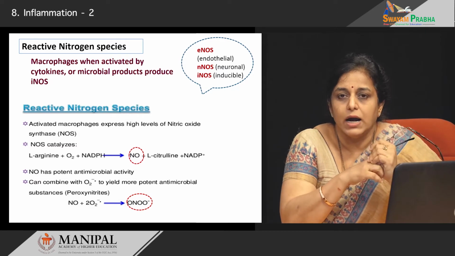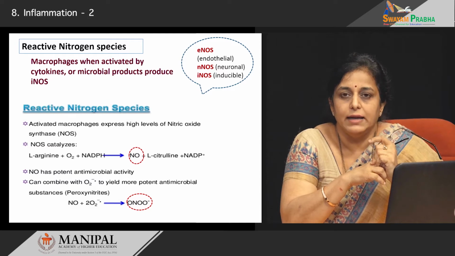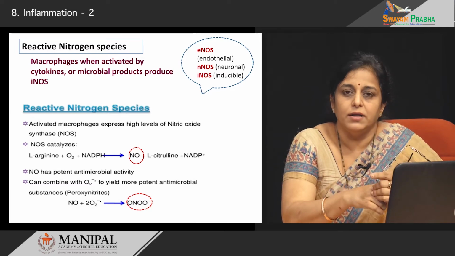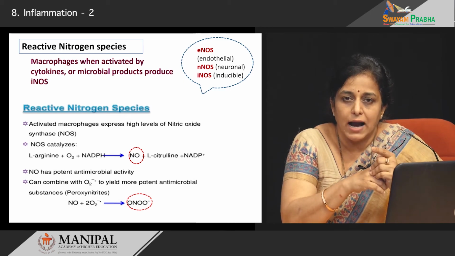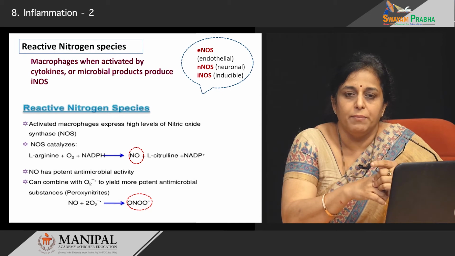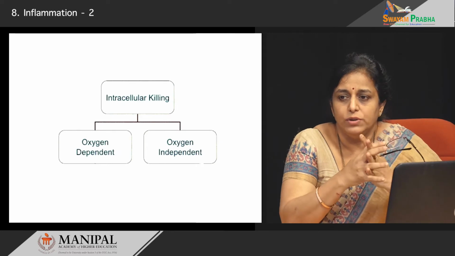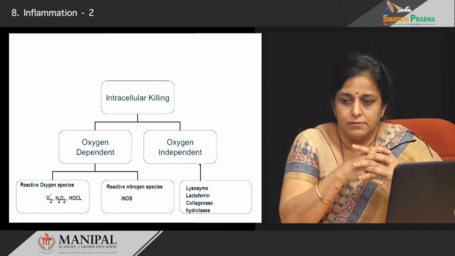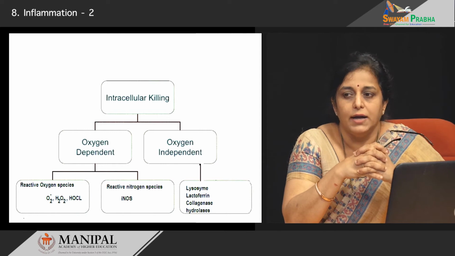So, it is the nitric oxide and peroxynitrite which are the important reactive nitrogen species that are generated in case of inflammation. Remember, these are not normally formed in the macrophages. In response to inflammation, the enzyme that is important in this formation, that is iNOS, is generated by the macrophages when they are activated. So, the killing involves oxygen dependent and oxygen independent, and we just recollected the various substances or agents under these categories.